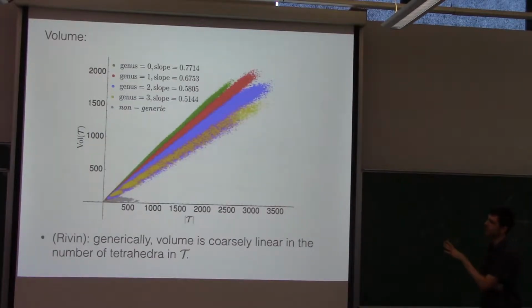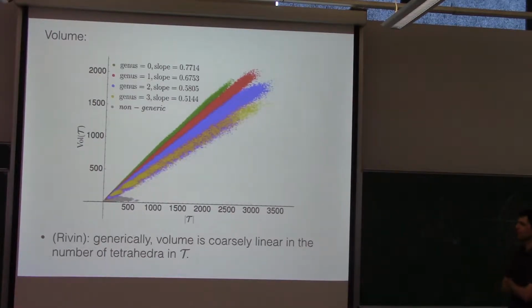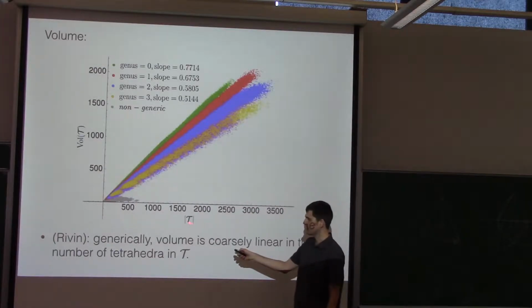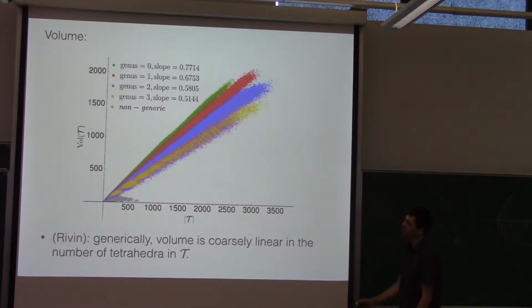What we're seeing here is that Rivin showed that generically volume is coarsely linear in the number of tetrahedra of T. So this is known. The x-axis here is the number of tetrahedra in my triangulation, and the y-axis is the volume of my triangulation, so the volume of the manifold. You can see there's this linear relation, and that was predicted by Rivin, and sure enough it's there.